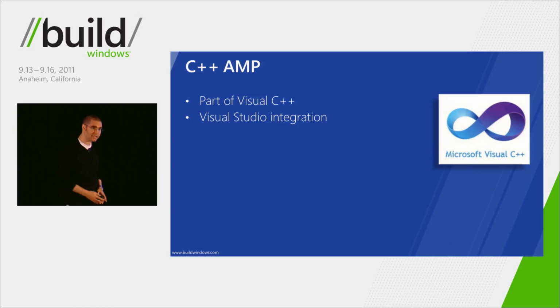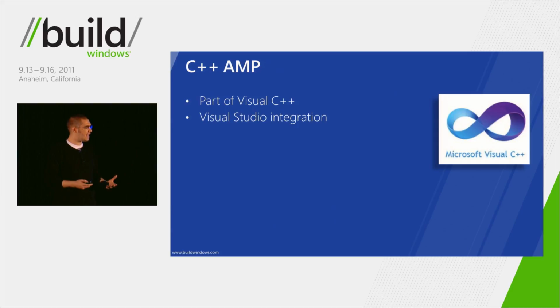C++ AMP is part of the Visual C++ compiler. This is the same compiler that you use for your CPU, the same compiler you use for the GPU. It's the same language that you know. It's the same compiler that you have. It has tight integration with Visual Studio, so you only need to learn one IDE. You have one experience for all of your needs.